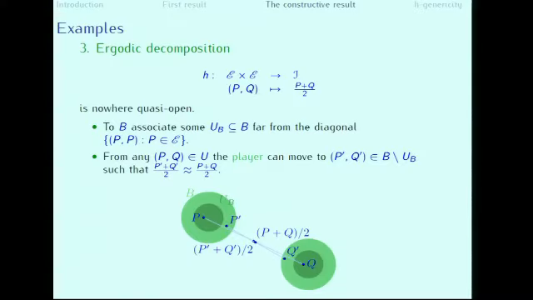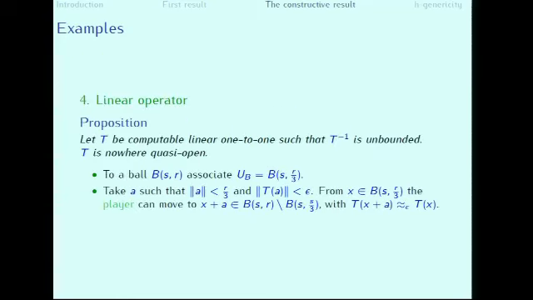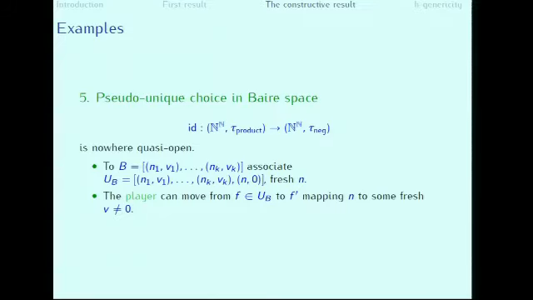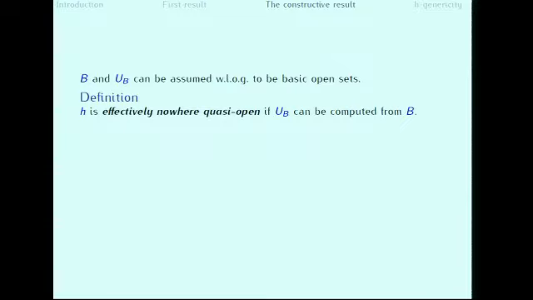So for the ergodic decomposition, what I showed you earlier just gives this: if you start from P and Q, you can move them far, being coherent with the current approximation of the average. For a linear operator, we also easily have that the map is nowhere quasi-open, just using the fact that the inverse is unbounded. We can do the same for this function, but okay, I may skip it.